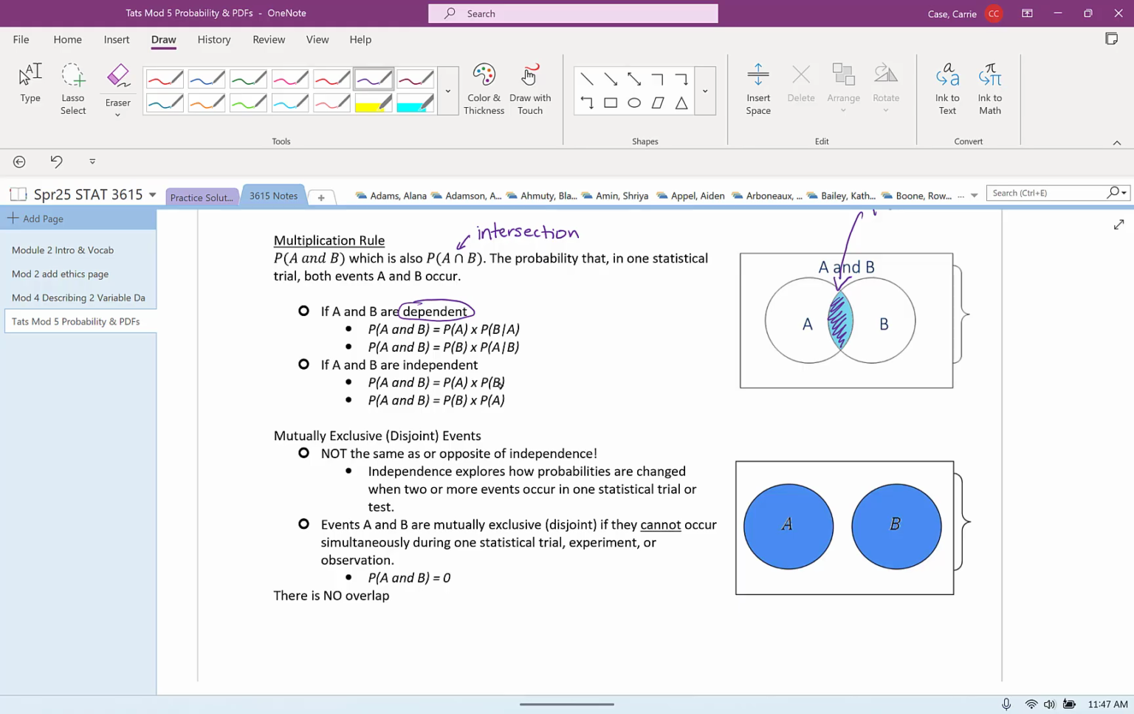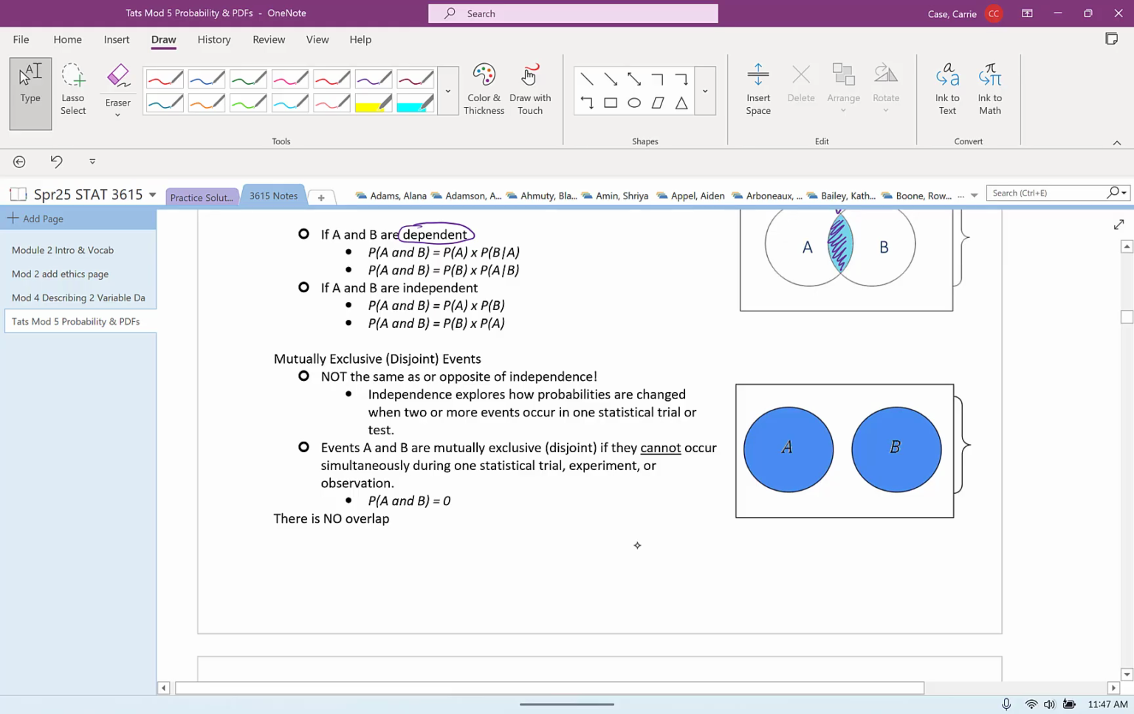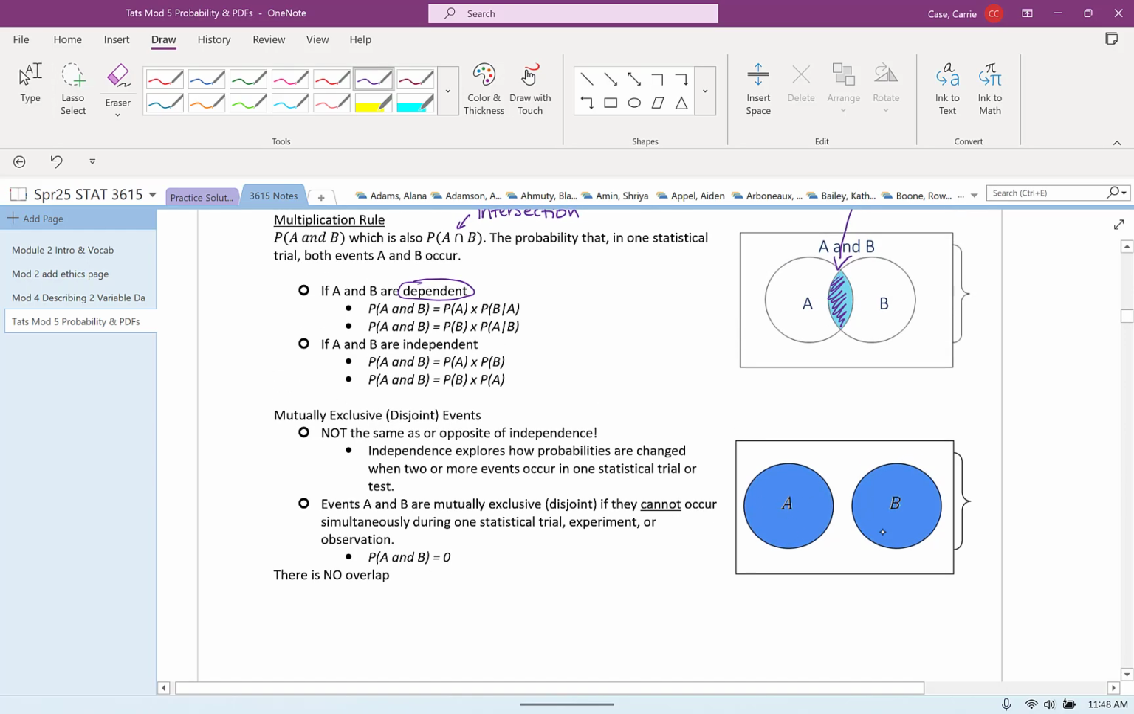Mutually exclusive or disjoint events are not the same. They're actually the opposite of independence. Independence explores how probabilities are changed when two or more events occur in one statistical trial. Events A and B are mutually exclusive or disjoint if they cannot occur simultaneously. So these two events here, where A and B are separated from one another, are mutually exclusive, and specifically they are disjoint events. It means there is no overlap.